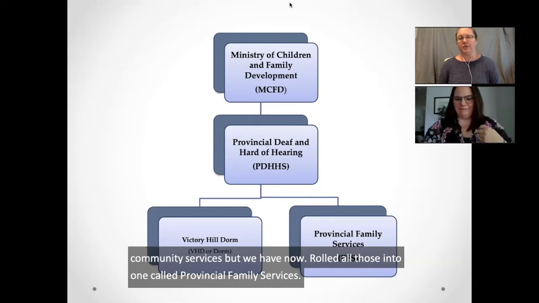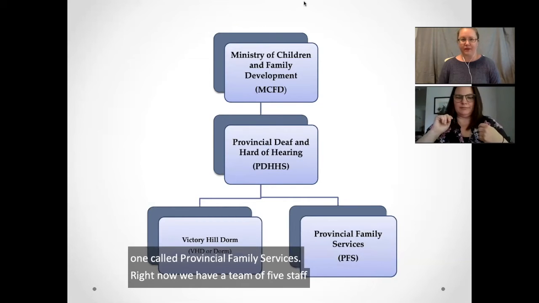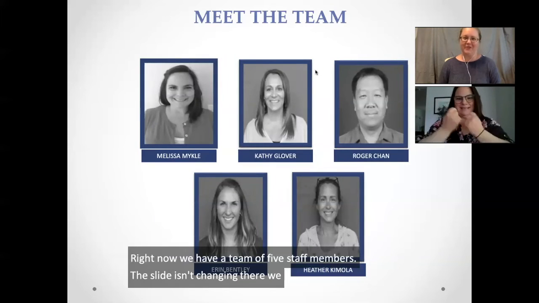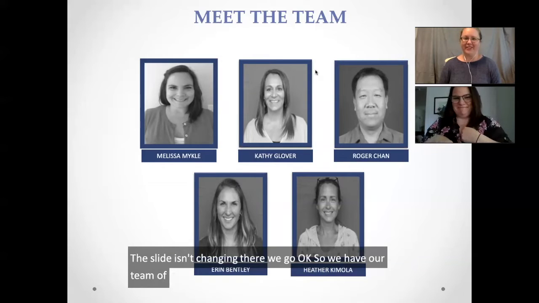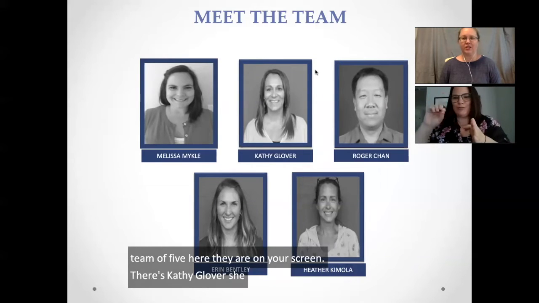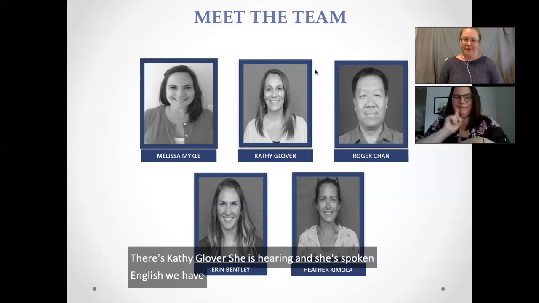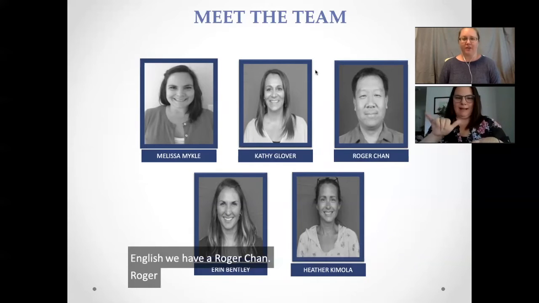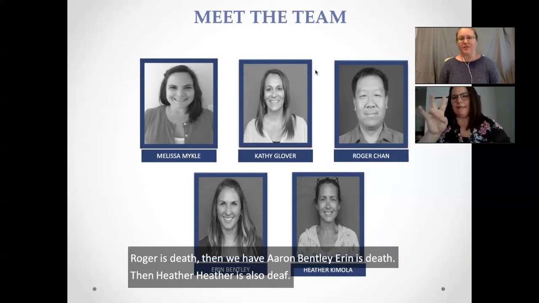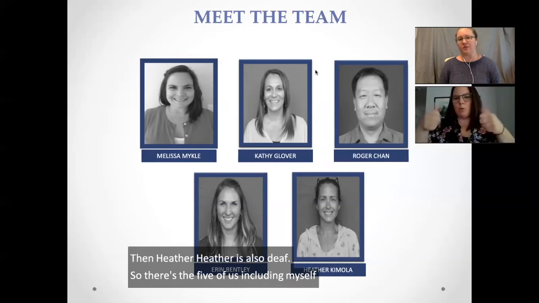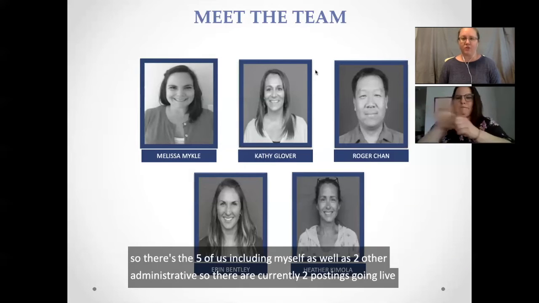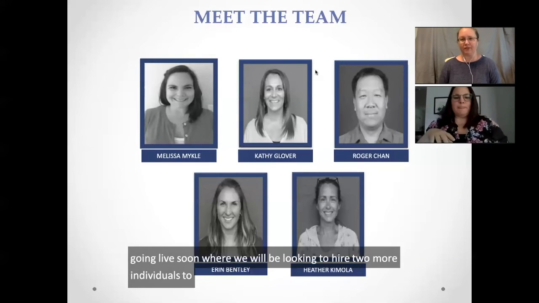Right now, we have a team of 5 staff members. The slide isn't changing. Oh, there we go. Okay, so we have our team of 5. Here they are on your screen. There's Kathy Glover. She is hearing and she has spoken English. We have Roger Chan. Roger is deaf. Then we have Erin Bentley. Erin is deaf. Then Heather. Heather is also deaf. So there's the 5 of us, including myself, as well as 2 other administrative staff. So there are currently 2 postings going live soon, where we will be looking to hire 2 more individuals to become our full slate of 7.